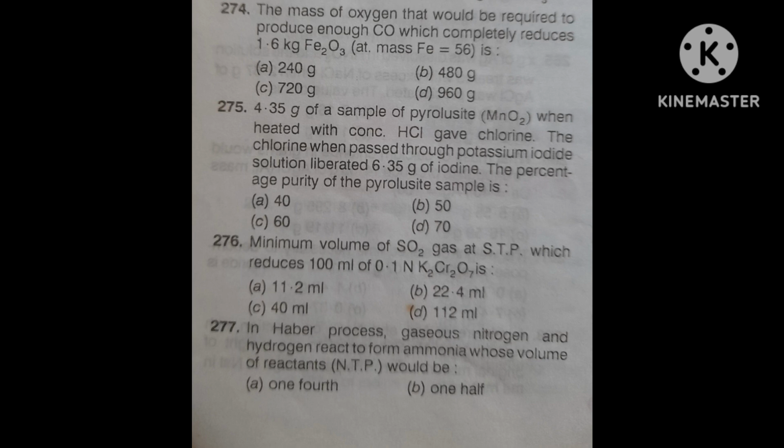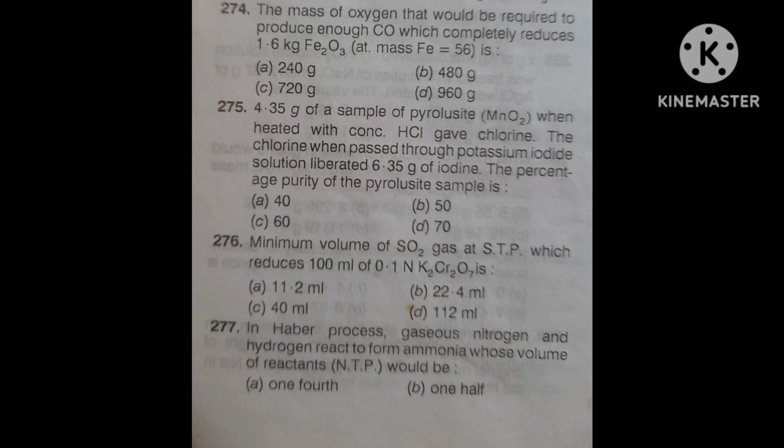4.35 gram of a sample of pyrolusite, means MnO2, when heated with conc HCl gave chlorine. The chlorine when passed through potassium iodide solution liberated 6.35 gram of iodine. The percentage purity of the pyrolusite sample is: first option 40, second option 50, third option 60, fourth option 70.